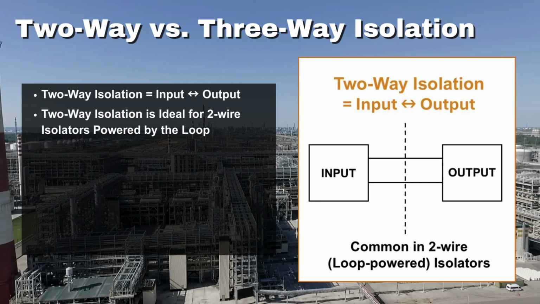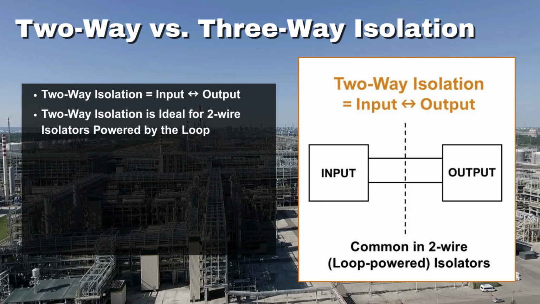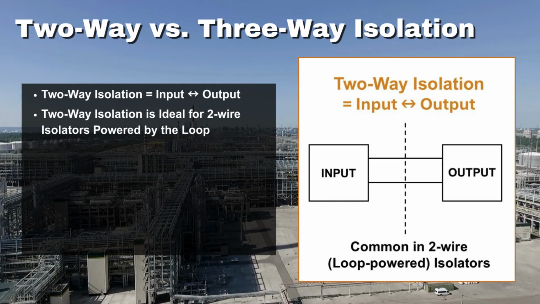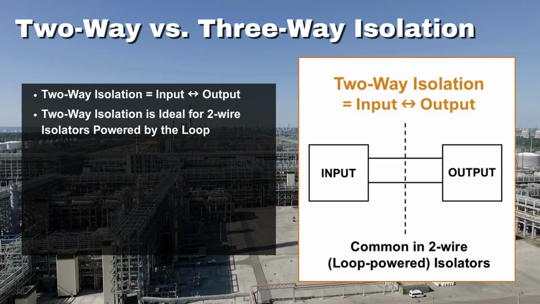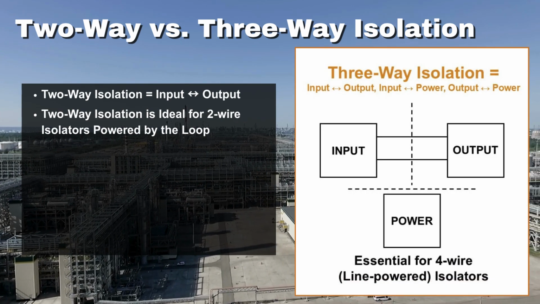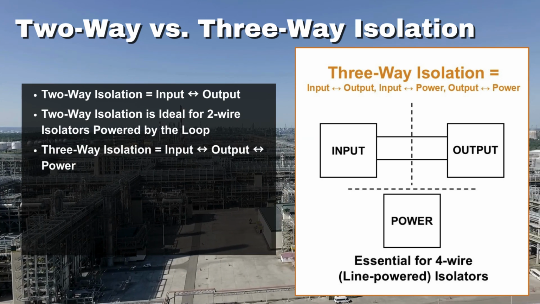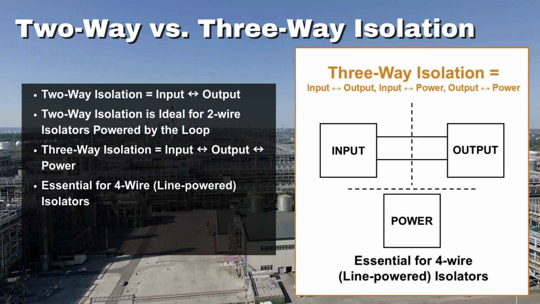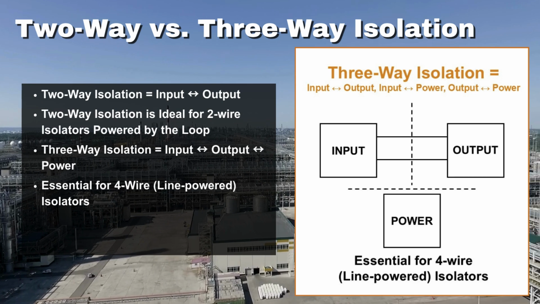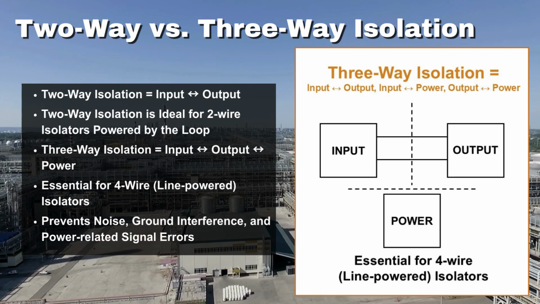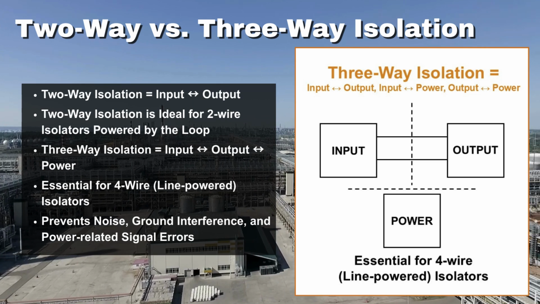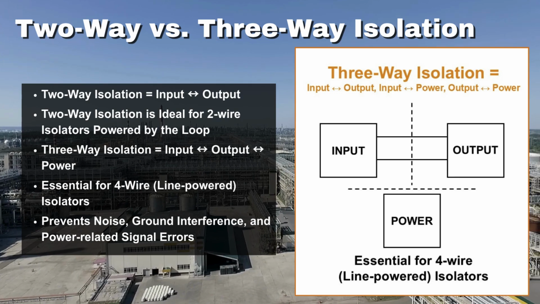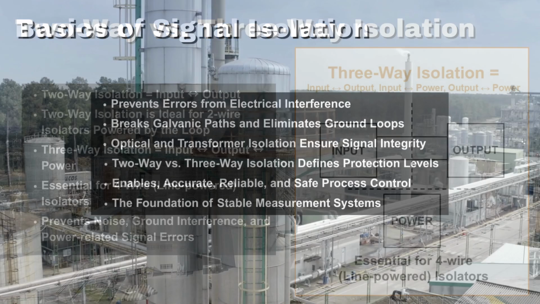However, for four-wire isolators that require external power, such as 24 volts DC, 110 volts AC, or 220 volts AC, you need to make sure the device provides full three-way isolation. Three-way isolation means there's separation, and thus isolation, between input to output, power to input, and power to output. Without this, shared connections between power and signal circuits can allow common mode noise or even power supply failures to create unwanted output signal errors. Ensuring true three-way isolation helps maintain signal accuracy, noise immunity, and overall system reliability.